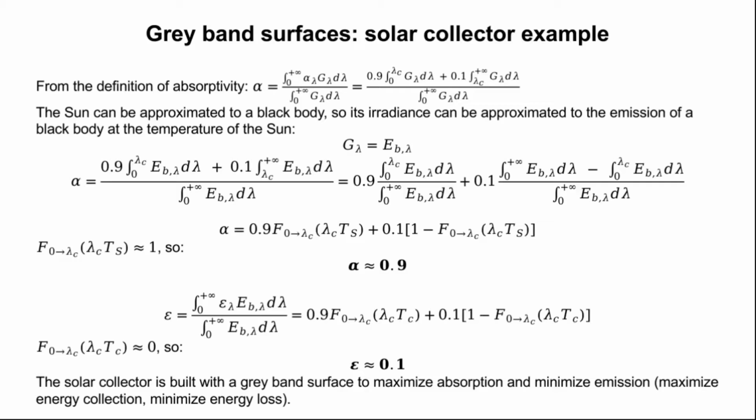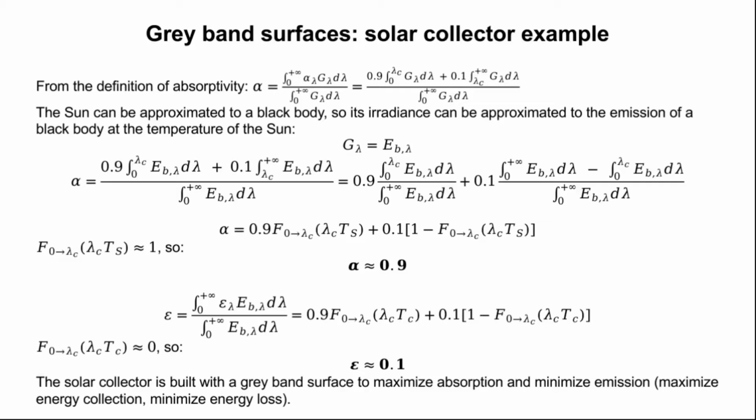In these conditions, the value of emission fraction is almost 1. So alpha is almost 0.9. We can find the value of epsilon in a similar way, by applying the definition of hemispherical total emissivity. For the calculation of the emission fraction, we can still use the cutoff wavelength, but this time the temperature of the collector must be considered, which is much smaller than the temperature of the sun. In these conditions, the emission fraction is almost 0, so epsilon is almost equal to 0.1.